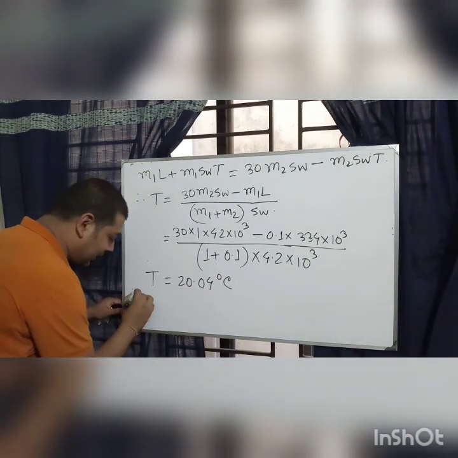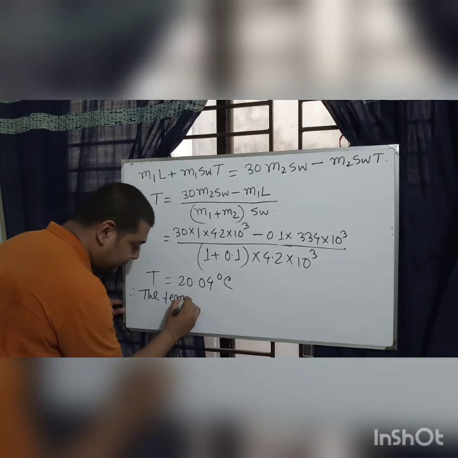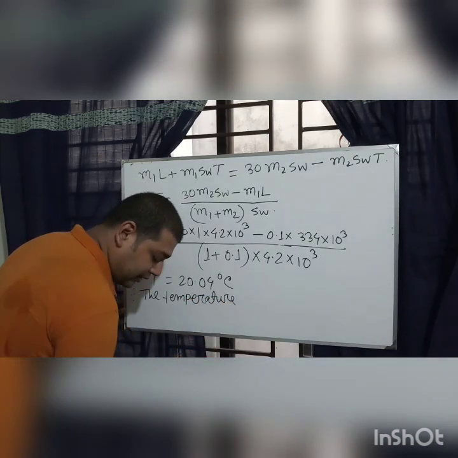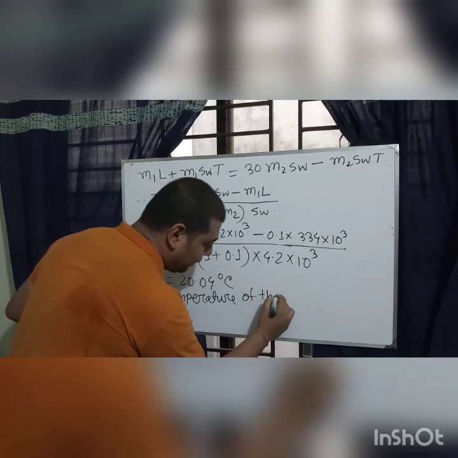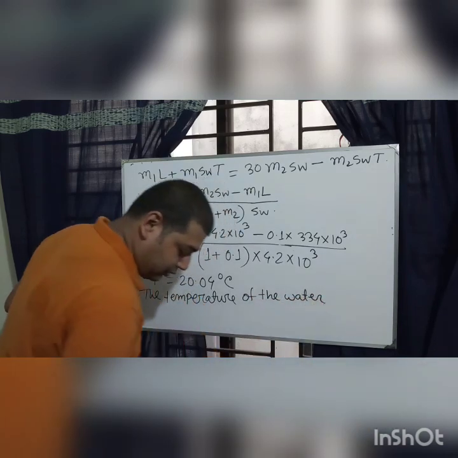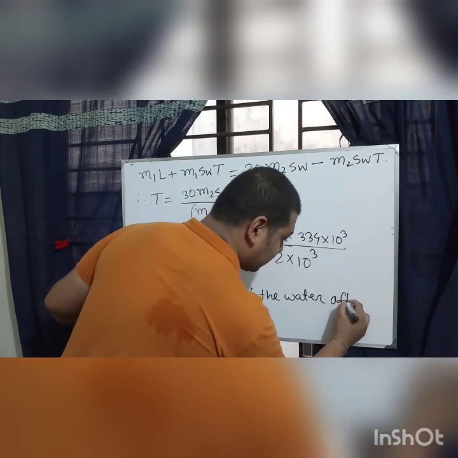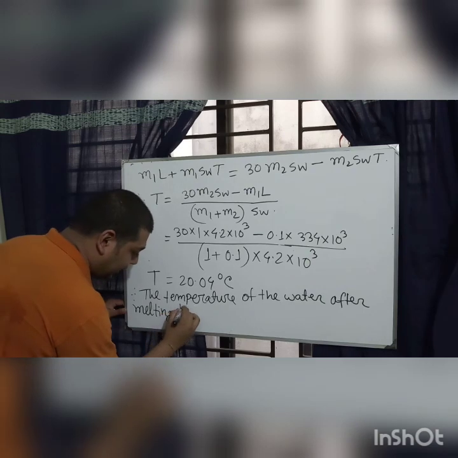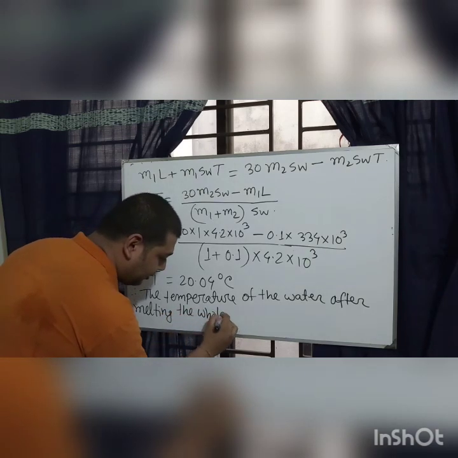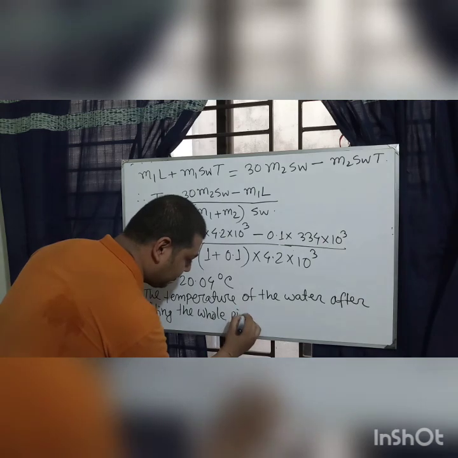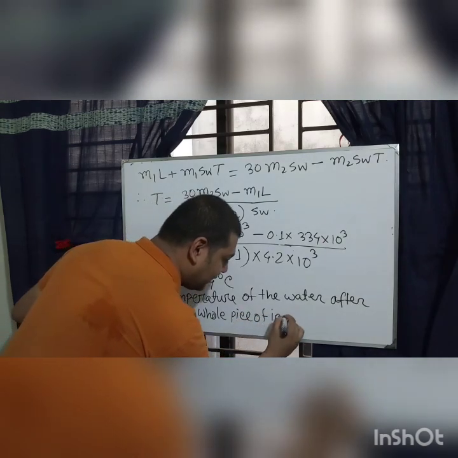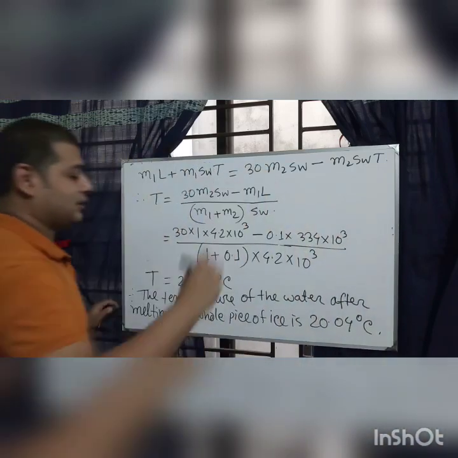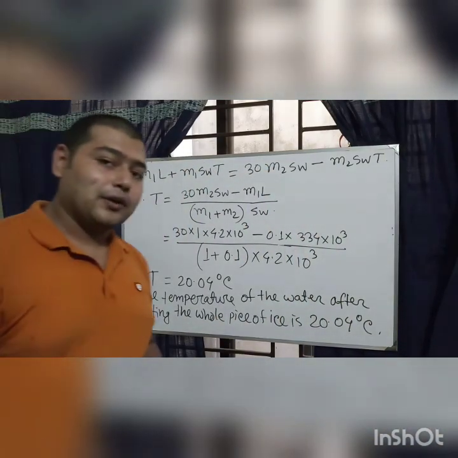Therefore we can say that the temperature of the water after melting the whole piece of ice is 20.04 degrees Celsius. So this is our answer.